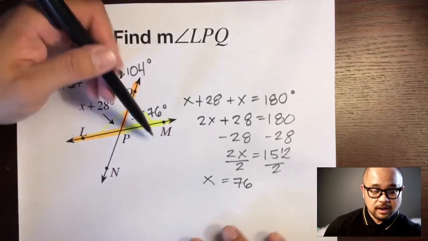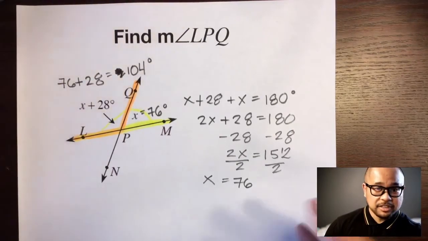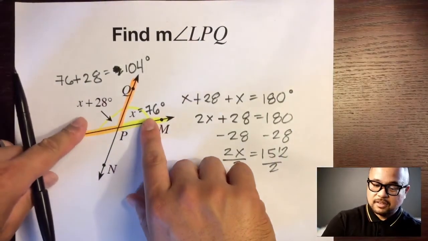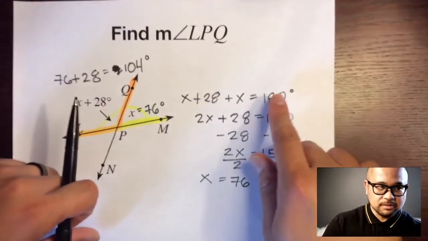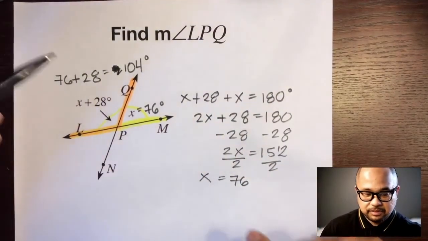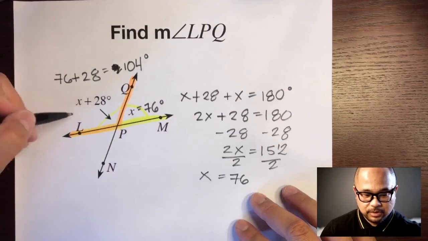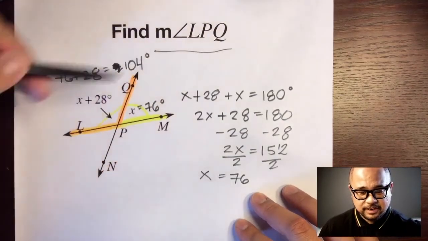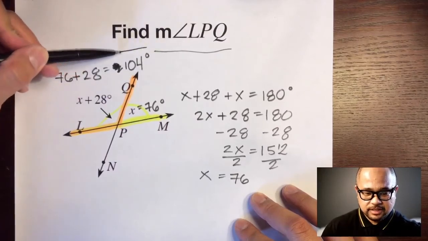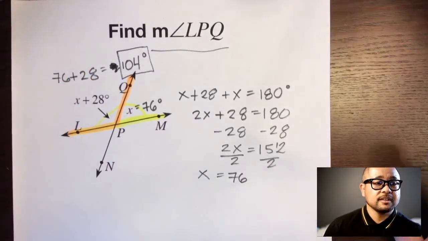So because in the beginning we concluded that these two angles are supplementary, we just added these two together and set them equal to 180 degrees. And then we took that 76, plugged it back into x plus 28 because the question's asking for LPQ. 76 plus 28 is 104 degrees. So this is our final answer.